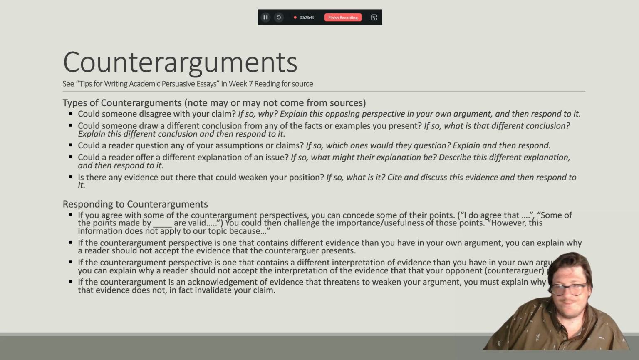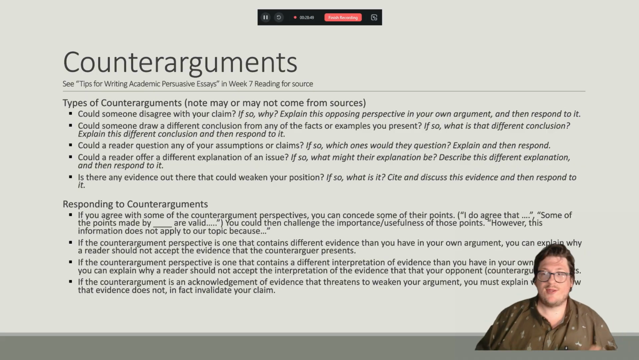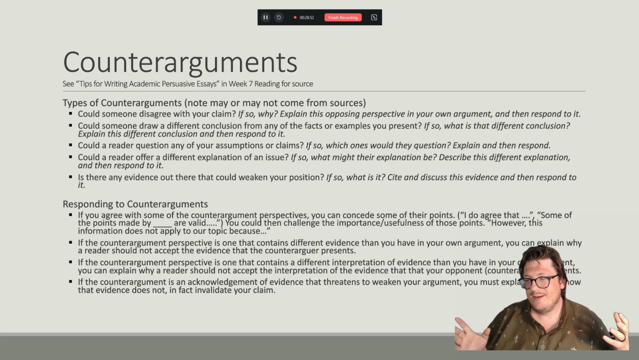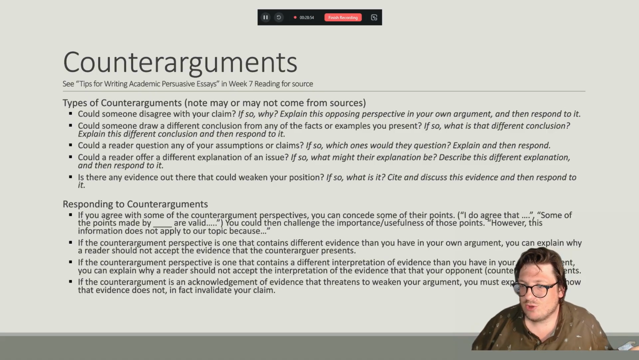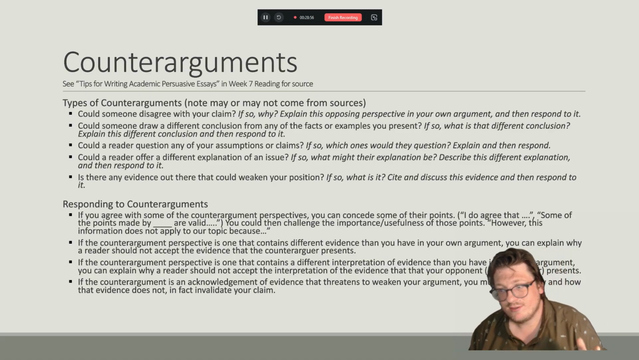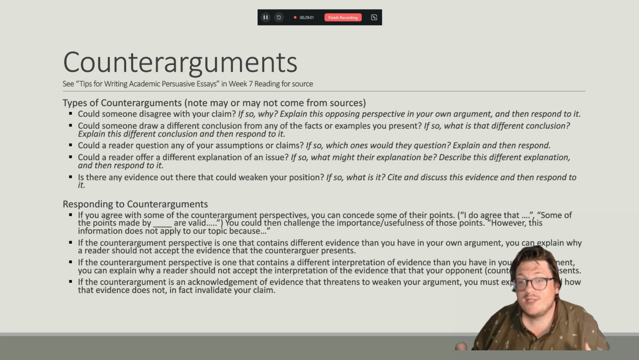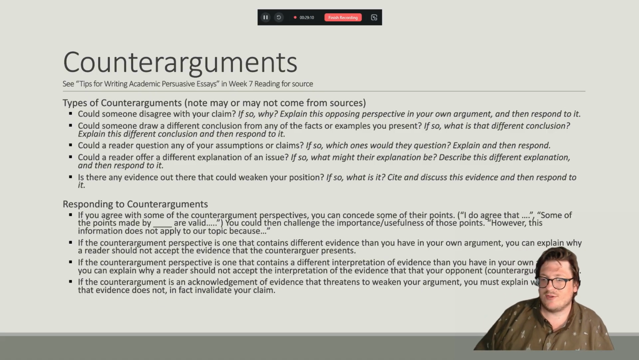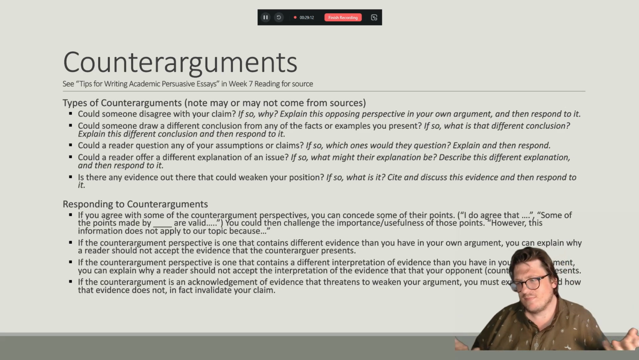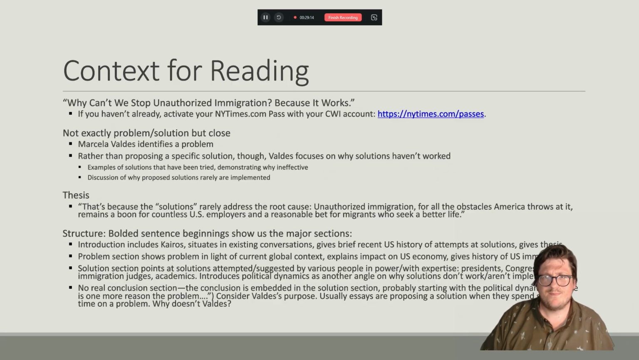So if there's some evidence that goes against what you're saying, you have to describe that evidence. Here's what this evidence is. Here's what people say about that evidence, but here's why it actually is irrelevant, or here's why it doesn't disprove me. Here's how it fits in context of what I'm actually saying. Hopefully you get the picture.